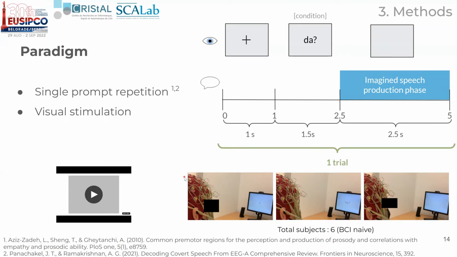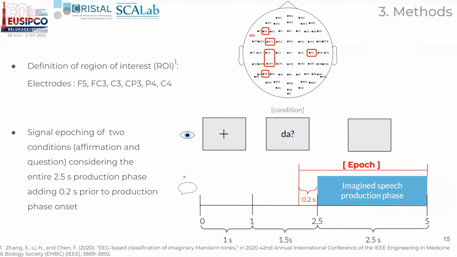Okay, so for the analysis, we chose the signals from these 6 electrodes that were also used by Lee and colleagues to classify imagined Mandarin tones. We epoched our signals considering the 2.5 second production phase plus 0.2 seconds prior to production onset.